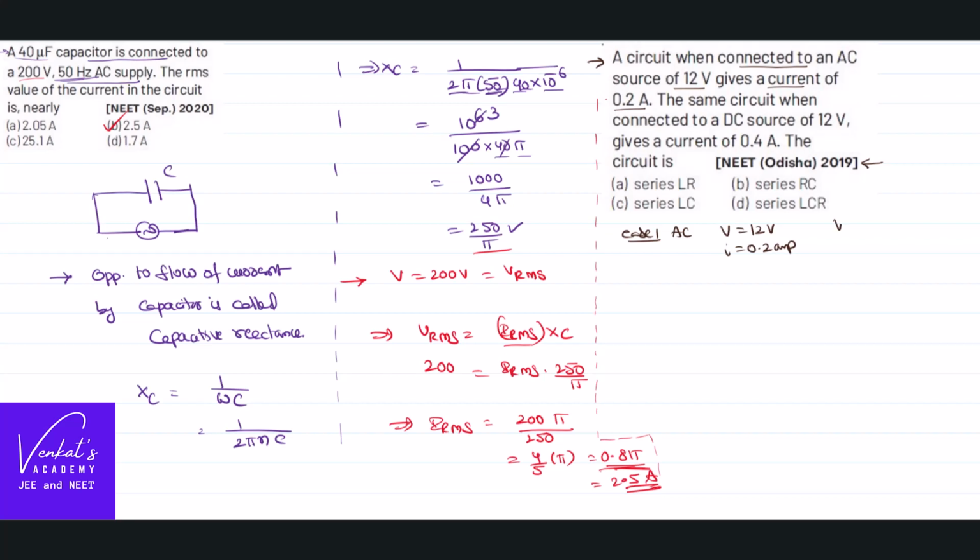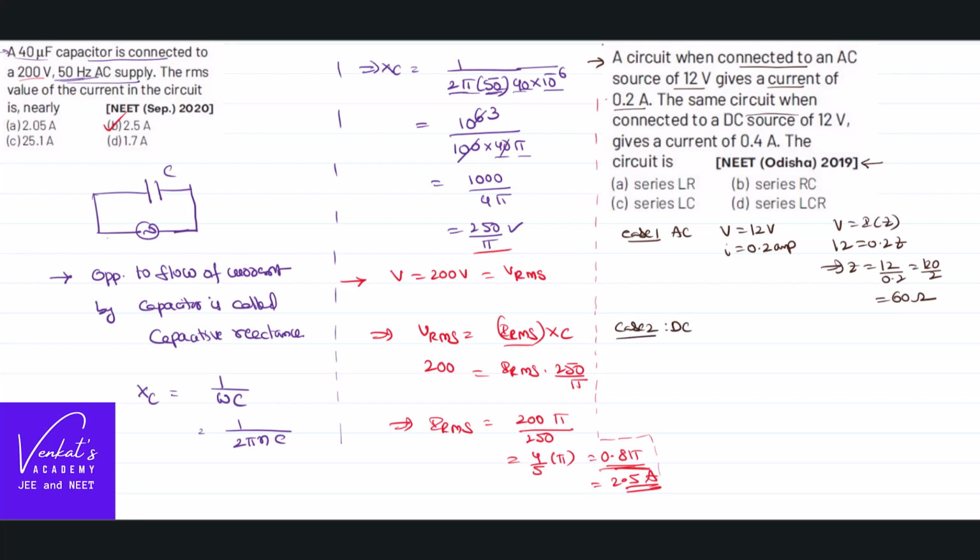So using the formula V equal to I into impedance, because it's an LC circuit, we call that opposition to the flow of the current as impedance. So 12 equal to 0.2 times Z. It implies Z equal to 12 by 0.2, that is 120 by 2, that is 60 ohms. That is in case 1. Let's look at case 2.